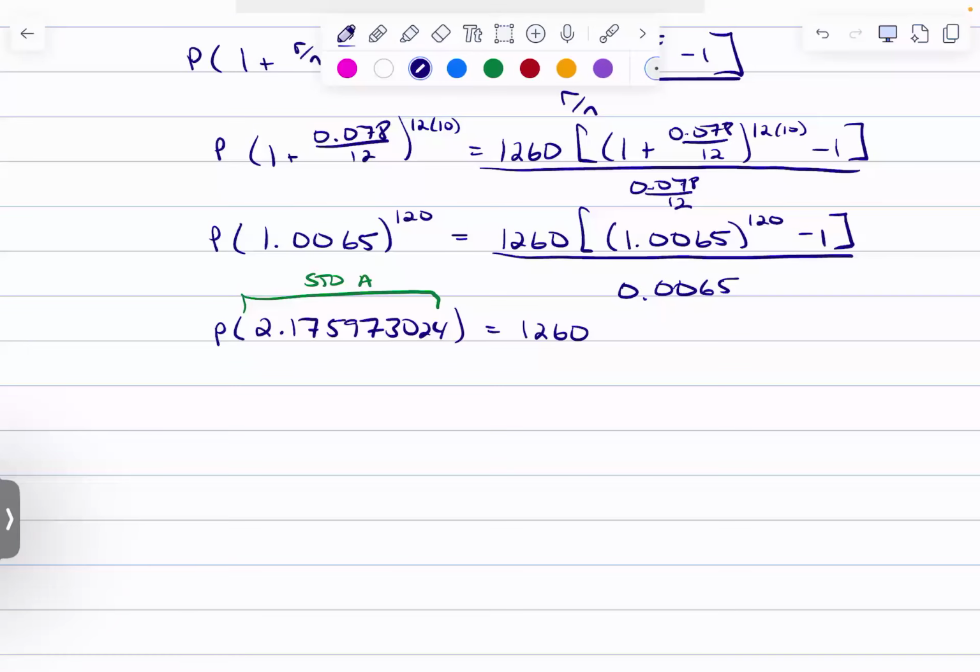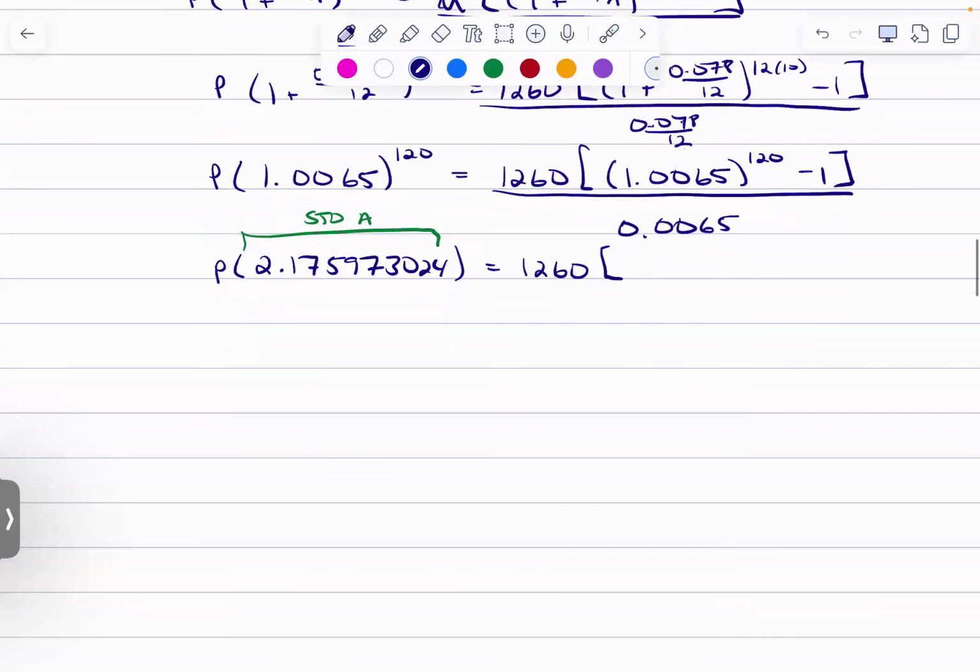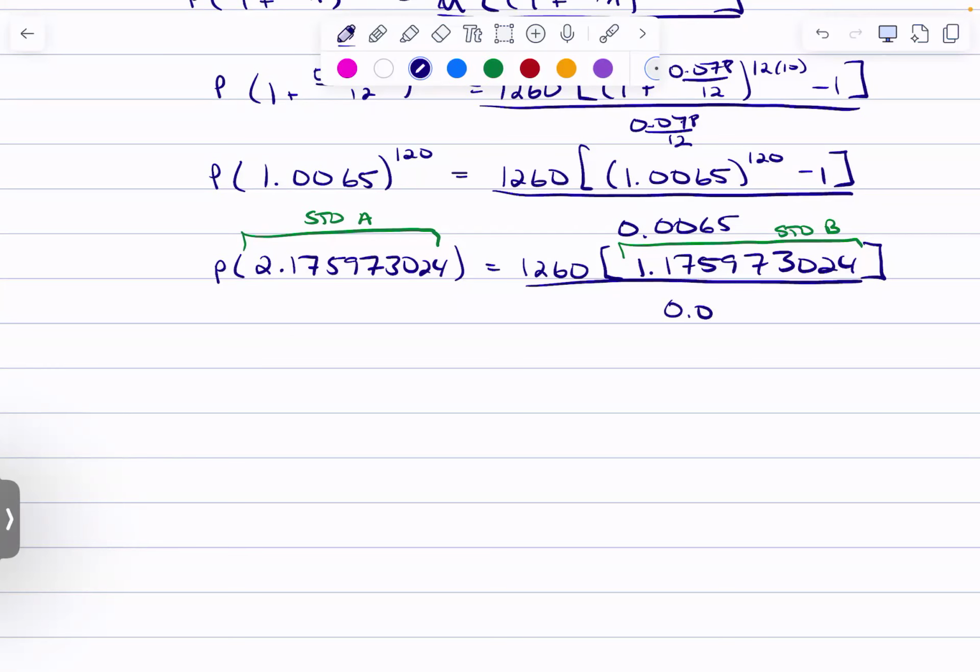And then I have 1260. Then I have the same number minus 1. Because it's on my screen, I'm going to just take minus 1 and simplify that. You can do as many steps as you'd like, but I'll do 1.175973024. And just in case I lose it, I'm going to store that in B, and divide it by 0.0065.